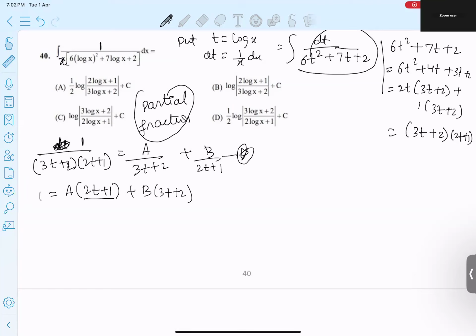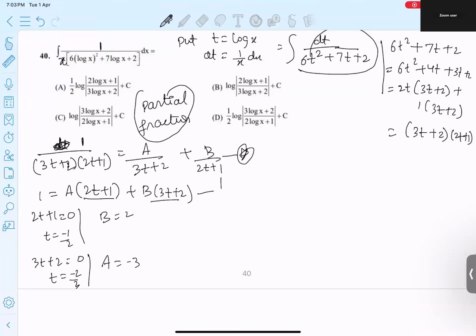So 2t plus 1 equal to 0, you will get t as minus 1 by 2. By that time, you will get the b value. On simplifying this, you will get the b value as 2. If you put 3t plus 2 equal to 0, you will get the t value as minus 2 by 3. On substituting in this equation, you will get the a value as minus 3.